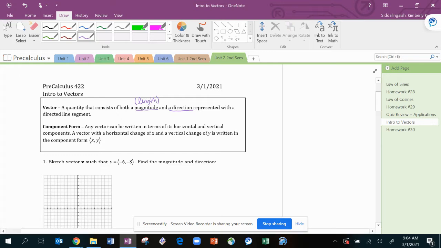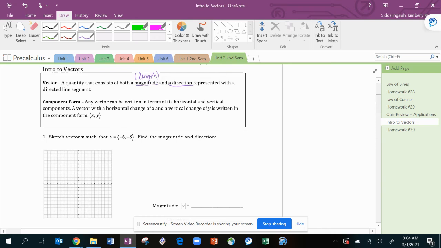Component form, I love component form. It's the horizontal change and the vertical change. And it's written with like the less than sign and the greater than sign. So not to confuse it with a point. Right, so let's just dive into some examples so you can see what this is all about.